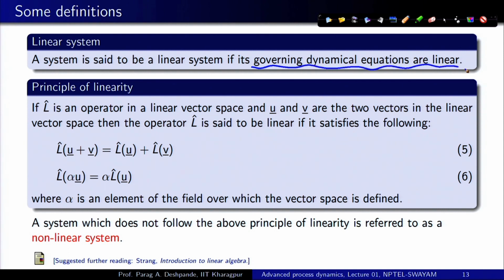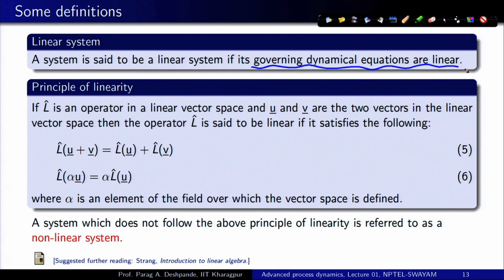Now, this is a very recursive definition. We are defining a linear system as a system whose dynamical equations are linear. So, we need to properly define the meaning of linearity. How do you say that the governing equations themselves are linear? According to the principle of linearity, the first thing that you need to do is identify the corresponding operator for your equation.